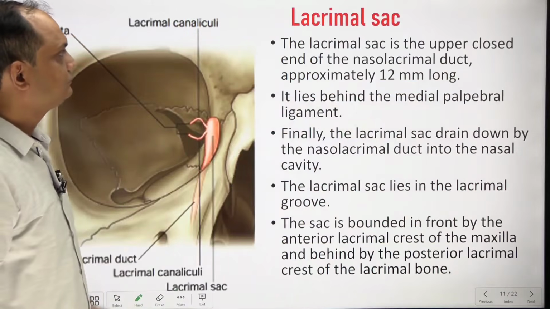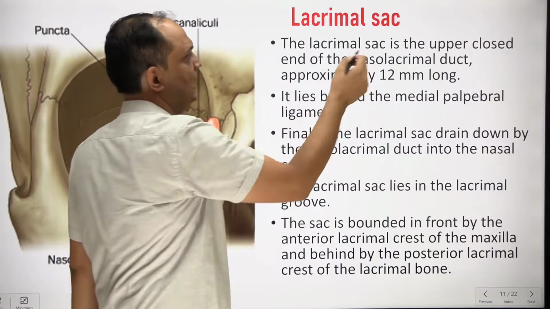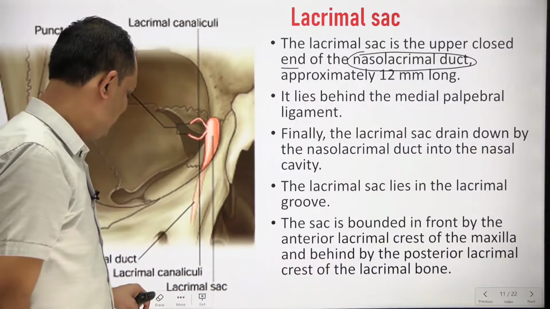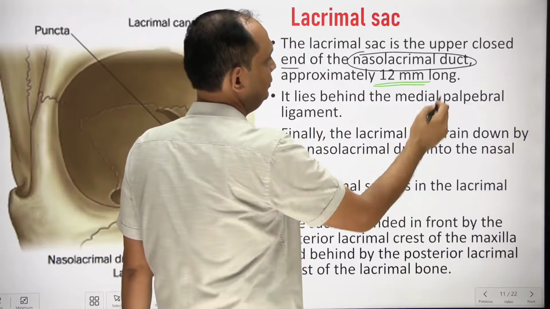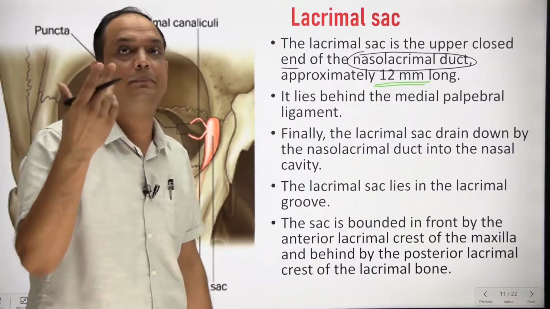Clear? Now what is the lacrimal sac? The lacrimal sac is the upper blind or closed end of the nasolacrimal duct. Clear? And what is the length of this sac? Sometimes you have this question: it is around 12 mm long and it lies behind the medial palpebral ligament.